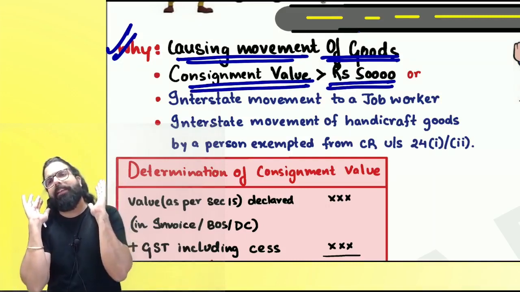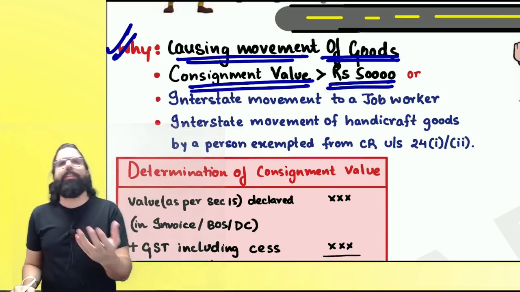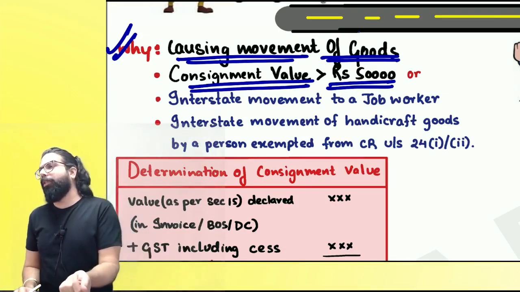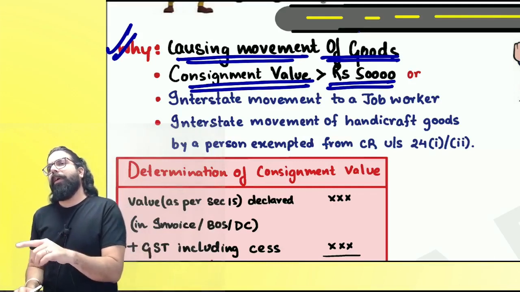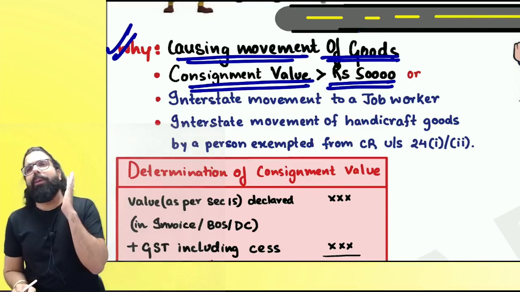Sir, supposing I have raised a tax invoice, 40,000 rupees plus 8,000 rupees. What is the consignment value, everyone? 48,000. You don't have to raise an e-way bill, because an e-way bill is required whenever the value is more than 50,000. Can we go ahead, everyone?